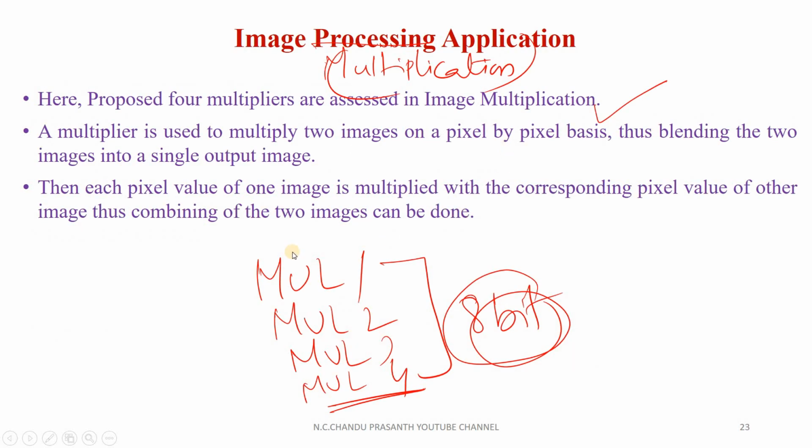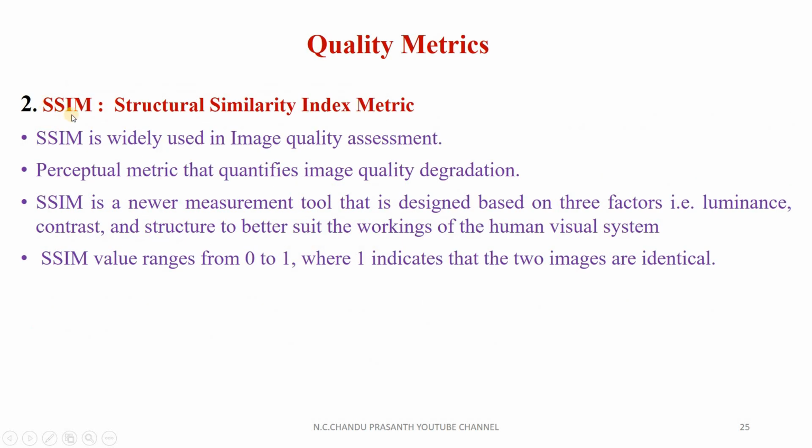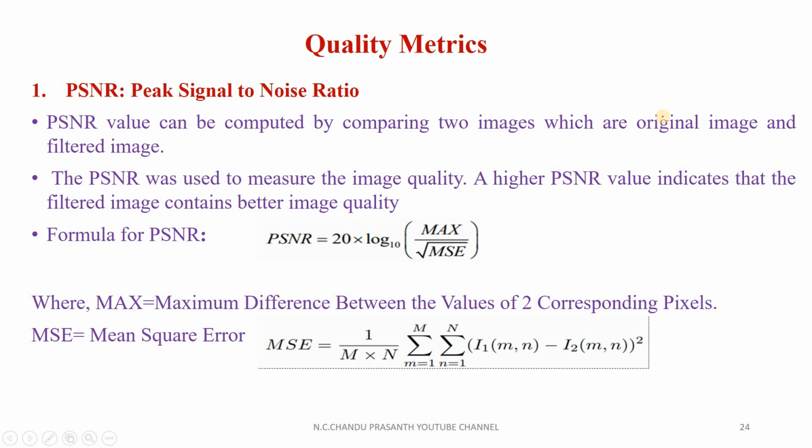After multiplication, we have to compute two parameters. The first one is PSNR and the second one is SSIM. These two parameters, PSNR and SSIM, are called image quality metrics.